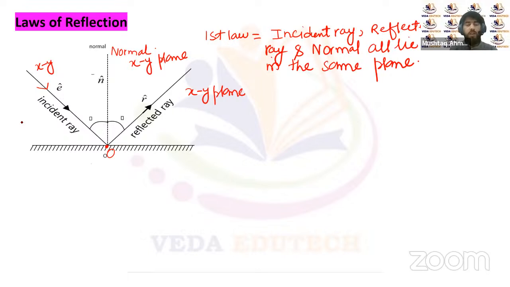So the reflection takes place in such a way that all the three, that's the incident ray, normal, and the reflected ray, lie in the same plane, right? This is the first law of reflection.